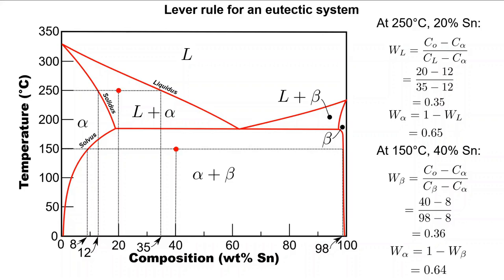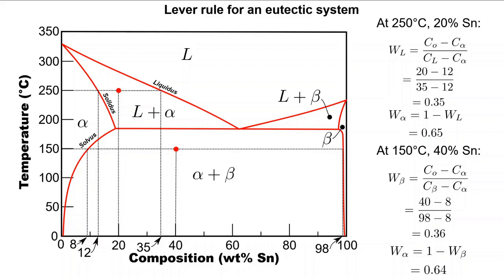First off, for the condition at 250 degrees, there are 2 phases present, liquid and alpha. The lever for this condition spans the liquidus and solidus. Putting in the appropriate values for liquid, one arrives at 35% liquid, meaning that the remainder is 65% alpha. This makes sense as the point of interest is fairly close to the solidus.